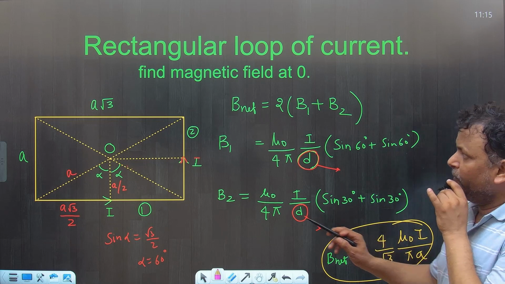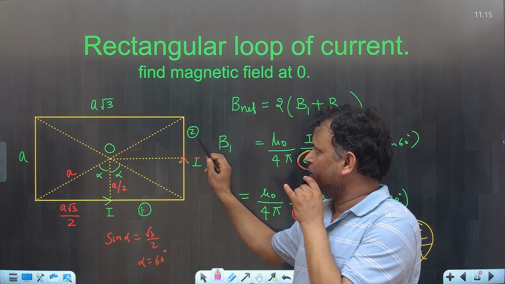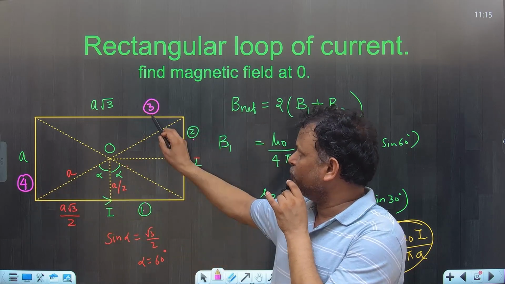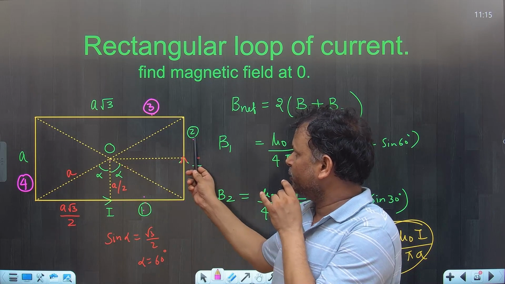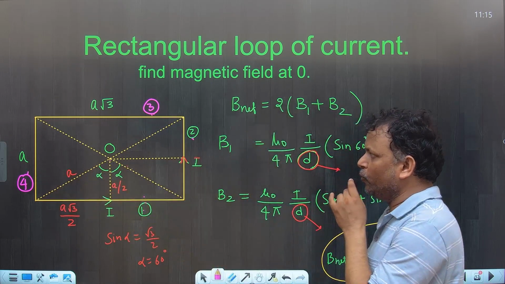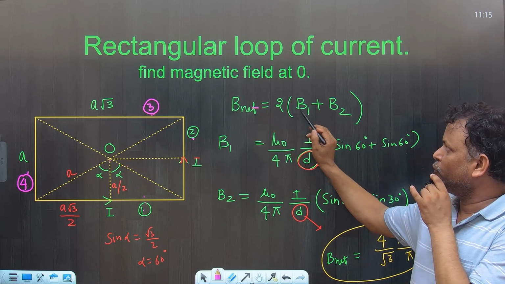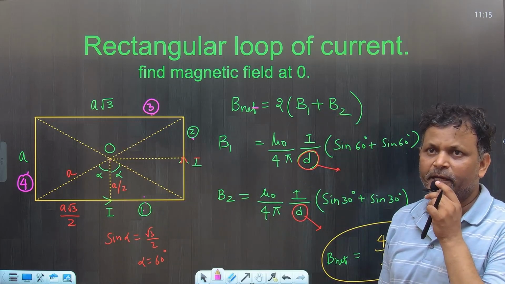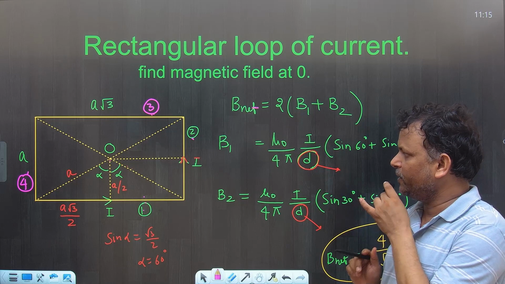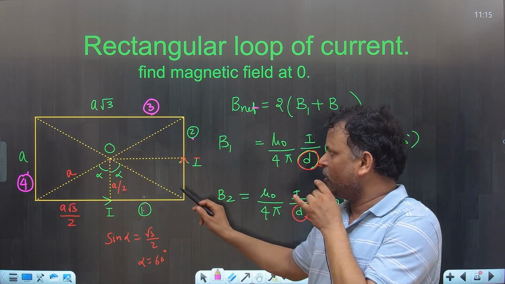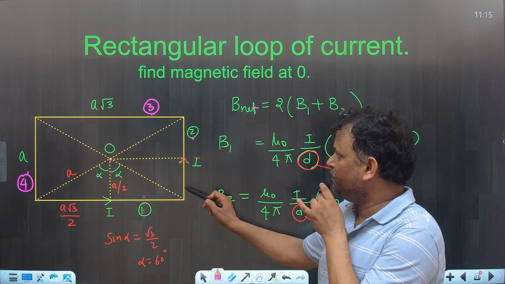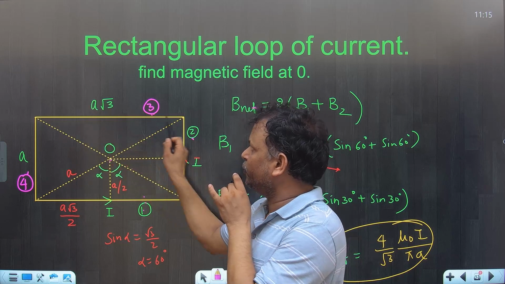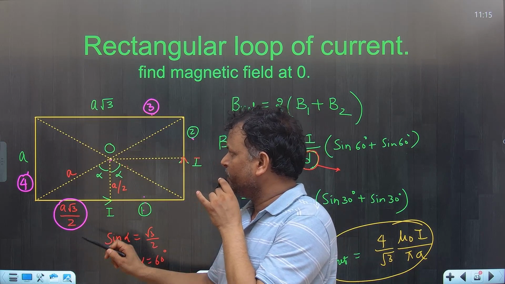See, we just name these conductors 1 and 2 and 3 and 4. As you can see, 1 and 3 are identical for O and 2 and 4 are identical for O. So we will say B net is 2 times B1 plus B2, because all the magnetic fields are adding up. It is coming out of the plane. So 2 times B1 plus B2, right? Now B1 is due to this wire on the center and B2 is due to this wire on the center. As you can see, the total length is a root 3. This length will be a root 3 by 2 and this is a by 2.